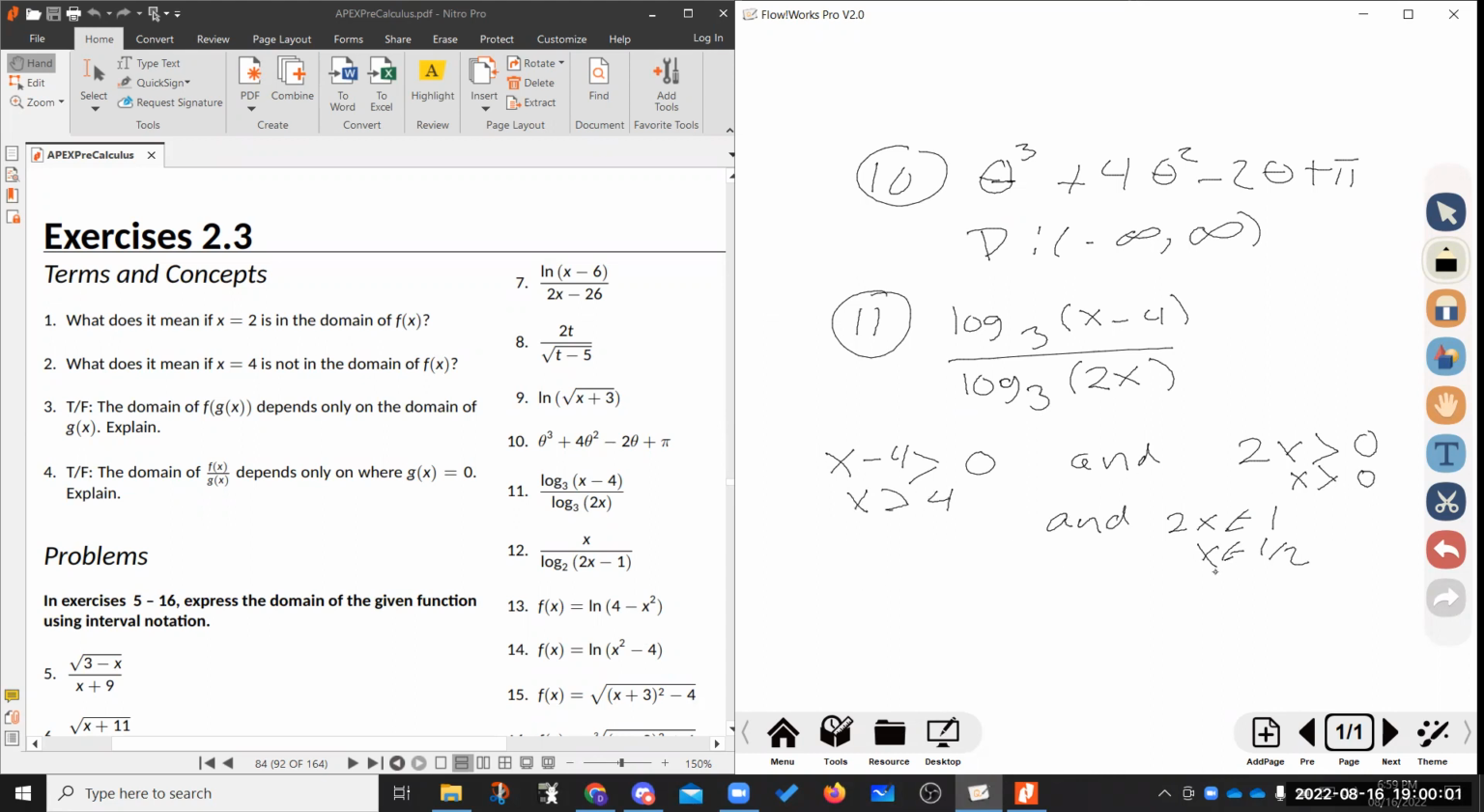Well, all of these have to be true at the same time. So let's look at the number line. Greater than 0, not equal to 1/2. So 1/2 is out here somewhere. And greater than 4. Well, none of these were greater than 4, so we're just going to erase that. And we're going to say greater than 4 satisfies all the conditions. So my domain here is going to be 4 to infinity.